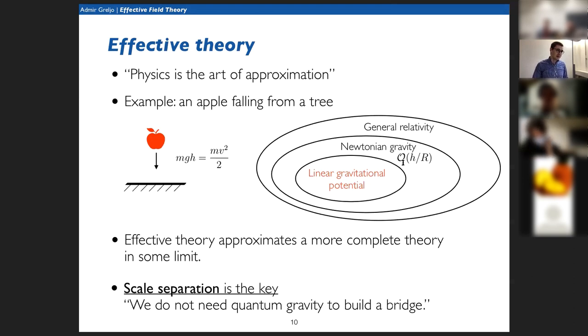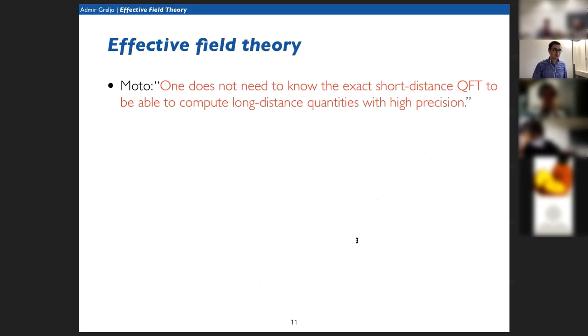For example, here, h, the height from which the apple falls, that scale is much smaller than, for example, the radius of the Earth. In other words, a very provocative sentence: we do not need quantum gravity to build a bridge. So effective theories are really central to physics. So let's go to field theories.